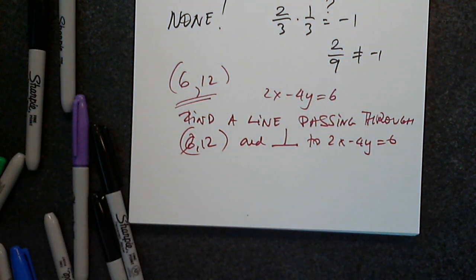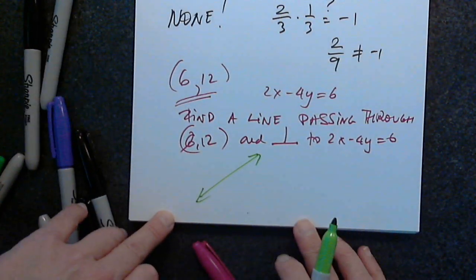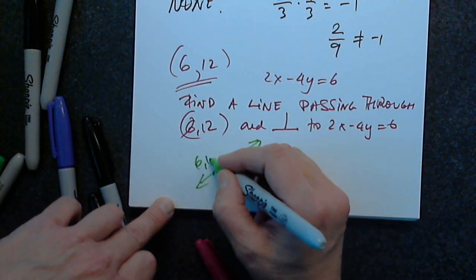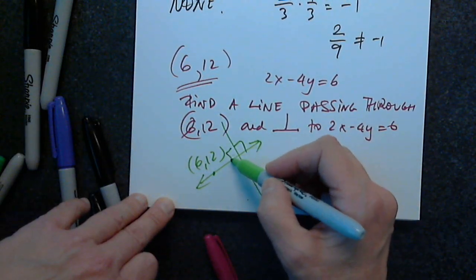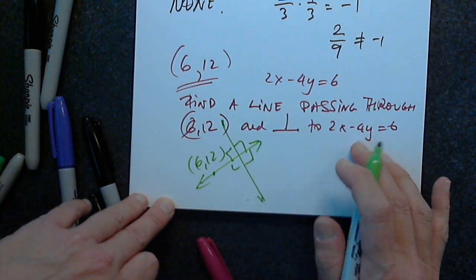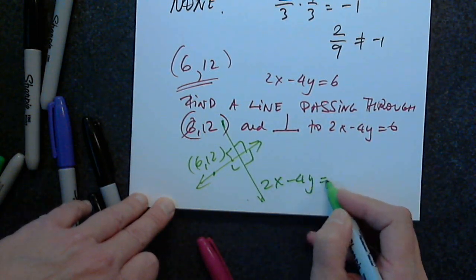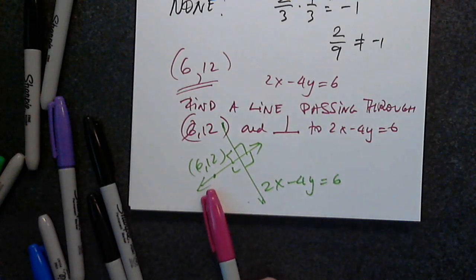So we have a point, we have a line. We're told to find the equation that is perpendicular to the given line, passing through 6, 12. So this is just the idea. I'm looking for this green line. It passes through 6, 12. Anywhere along the line, I have this point, and it's perpendicular. It forms 4 90-degree angles to the line whose equation is given to us, 2x minus 4y equals 6.